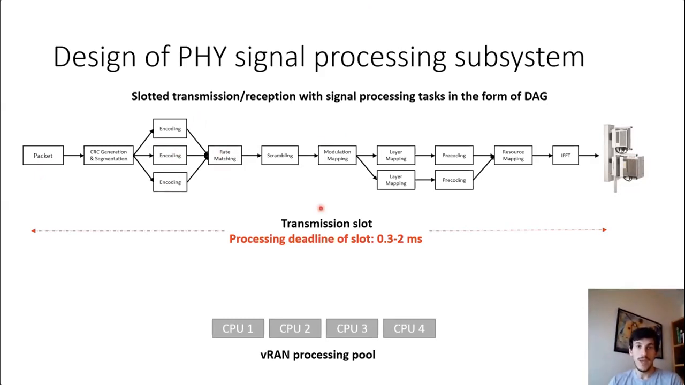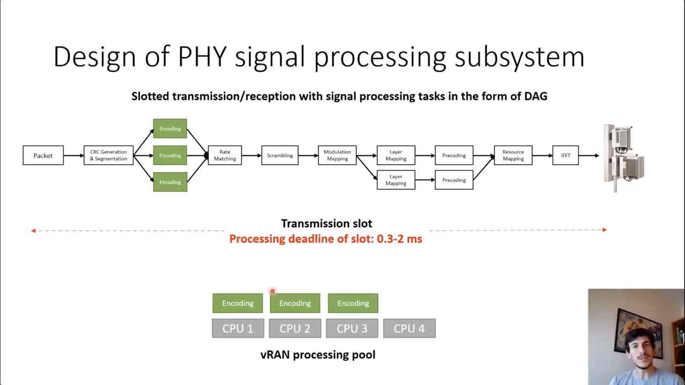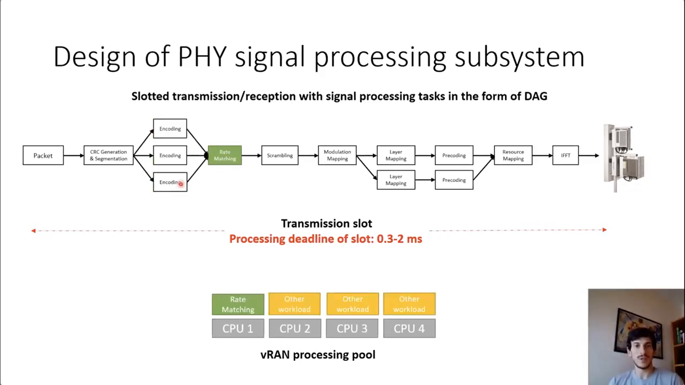And from this example, you can see that, for instance, the rate matching task cannot begin before the encoding tasks here have completed. Now, the signal processing tasks are processed in a set of CPU cores, which we call the vRun processing pool. And the idea of how this works is that the task that is ready to be executed is assigned to an idle CPU core of the vRun pool for processing. For example, here you see the CRC generation and segmentation task. And once this task is completed, the next set of tasks in the DAG gets scheduled using as input the output of the previous task. In this case, we're talking about the encoding tasks. And this goes on for the rest of the tasks. And whenever there are idle cores, other workloads can run, which, as already discussed, can lead to this problem of scheduling latency and cache interference.